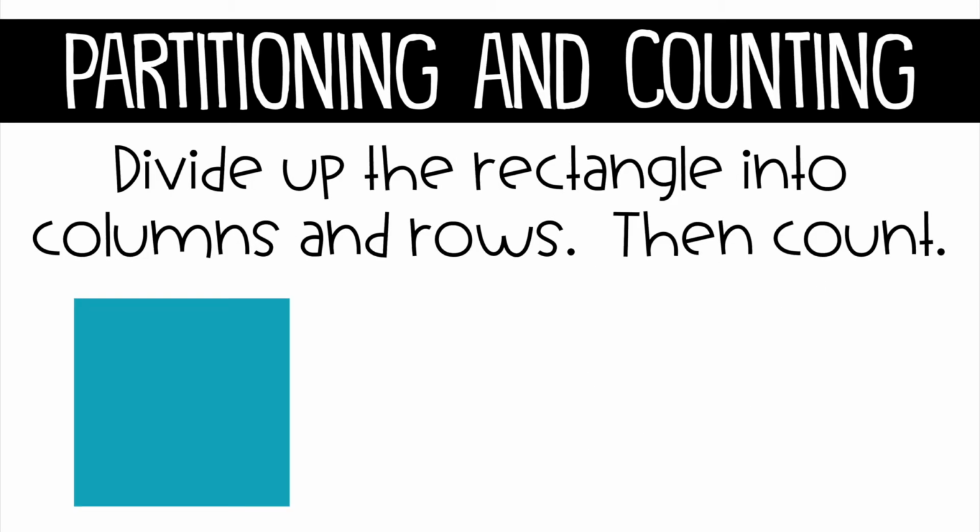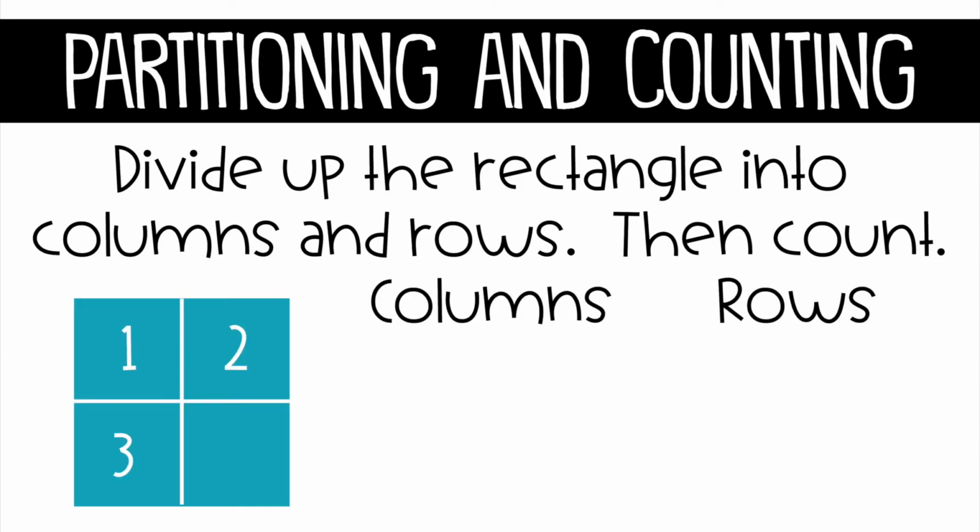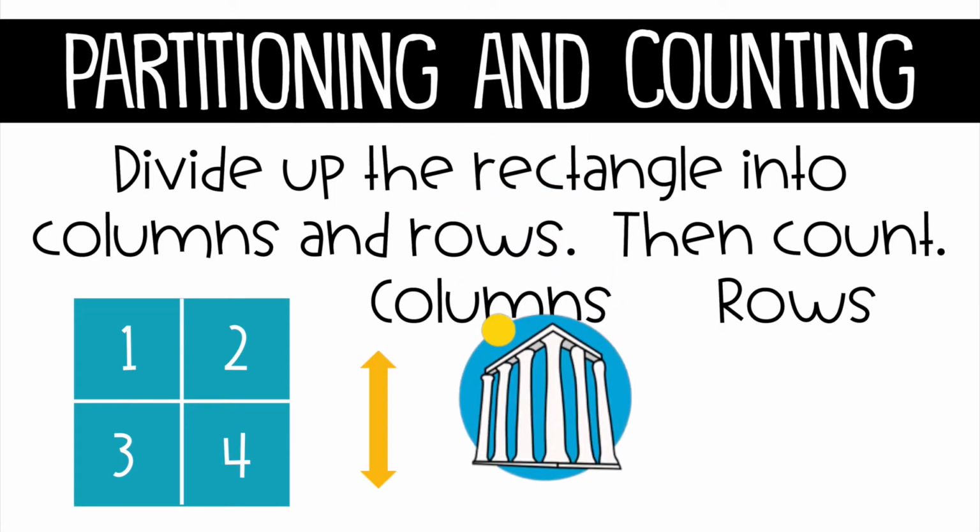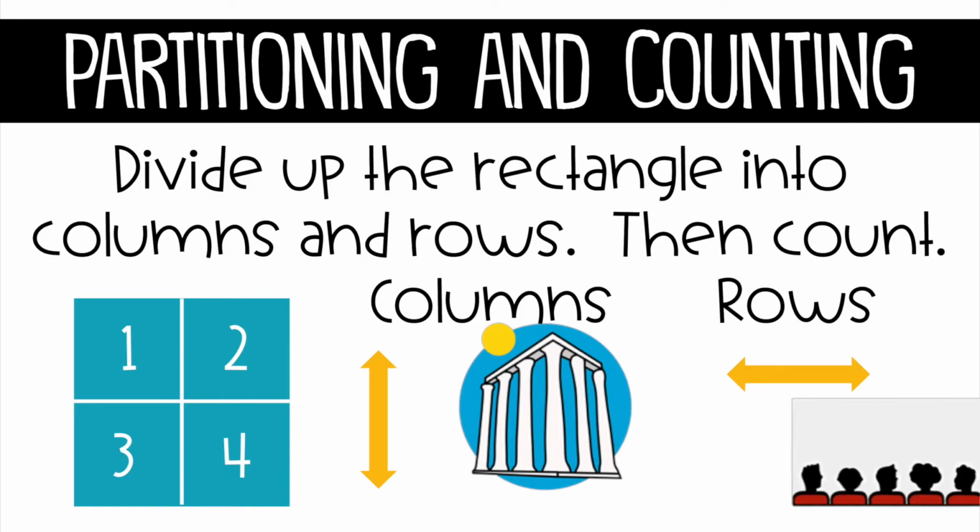The next way is to partition or divide up our rectangle into columns and rows. Then we can just count the square units. This takes a little longer, but you'll get the right answer this way too. Remember that columns run vertically or up and down, like the pillars of the Greek temple of Olympian Zeus. And rows run horizontally or side to side, like in a movie theater.